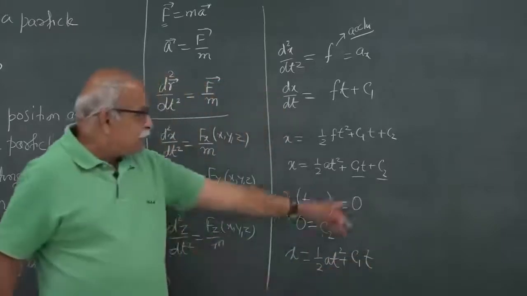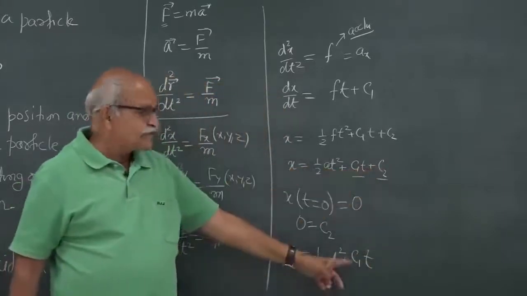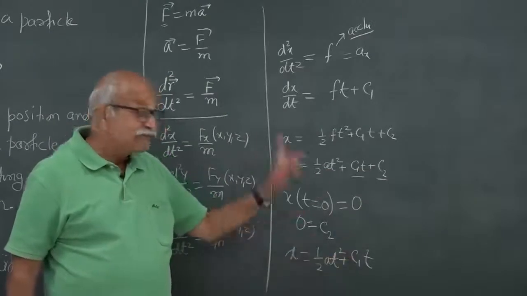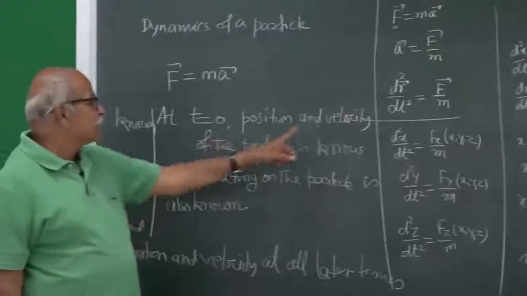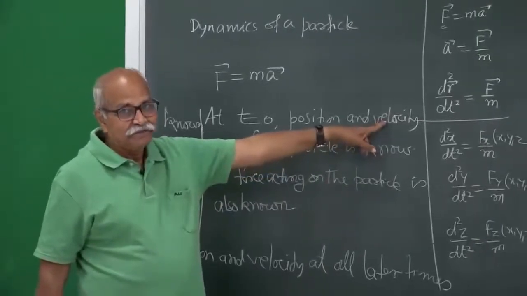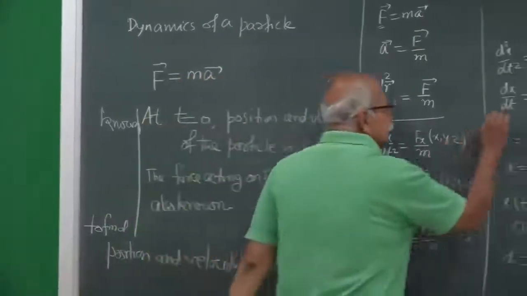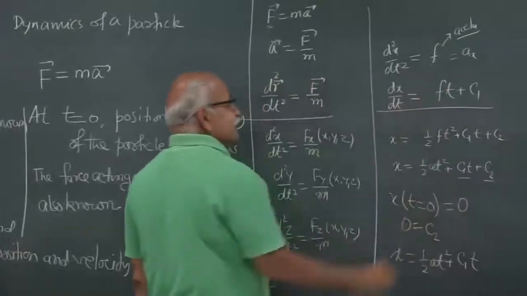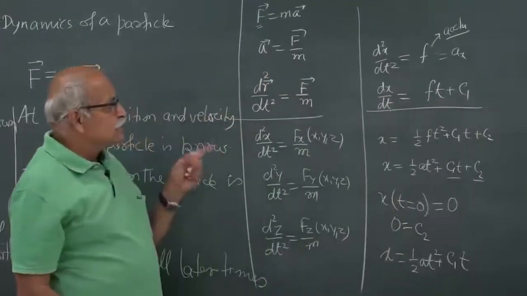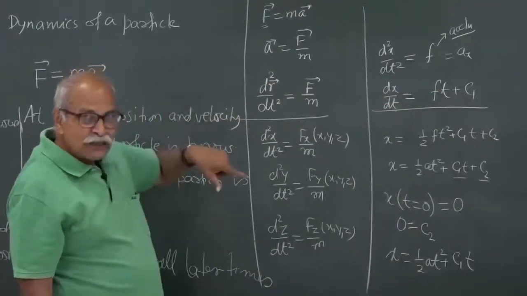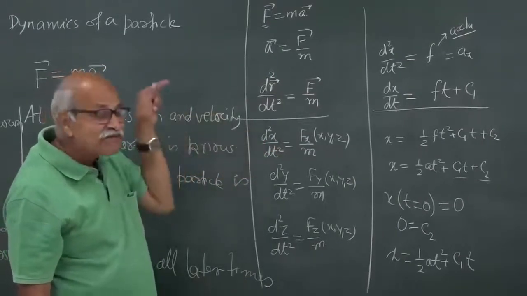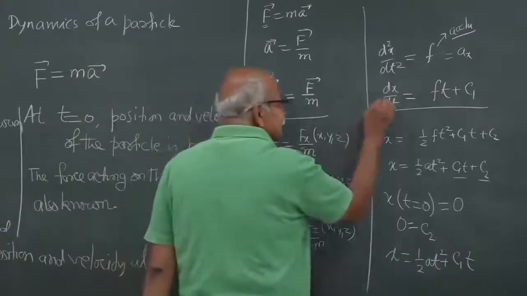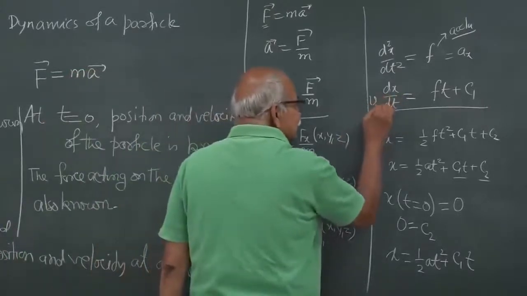So, you get the value of one constant, but one constant still remains and one information still remains, because not only position, I also know the velocity, and velocity is here, dx dt. So, at t equal to 0, if the velocity is known and if I call that velocity as small u, then what I get? If I use this, this is my Vx.